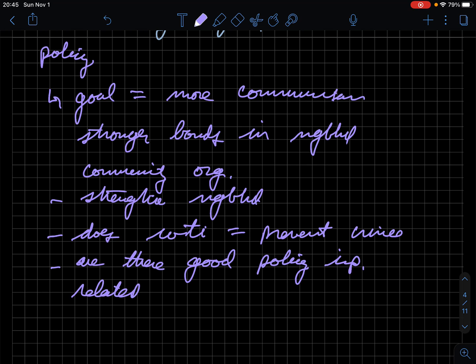related to social disorganization? Especially when there are conflicting values and goals, right? That really becomes kind of a problem.